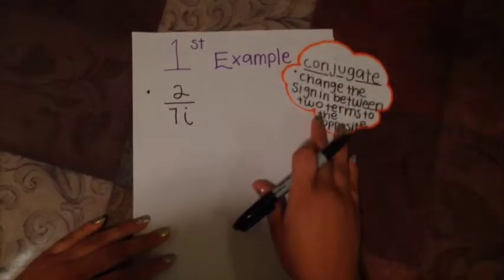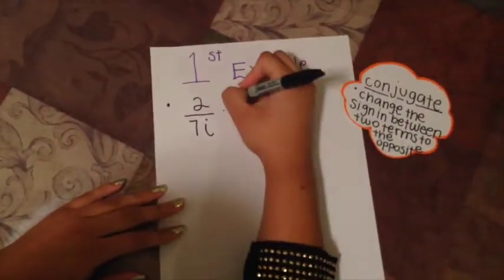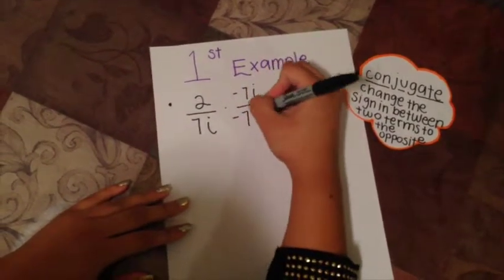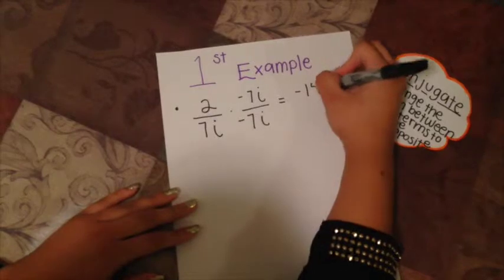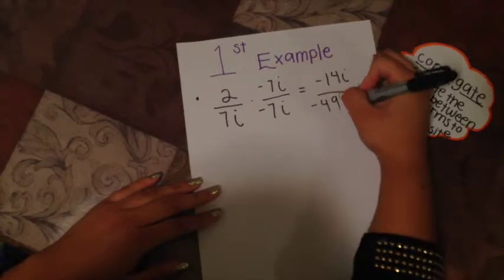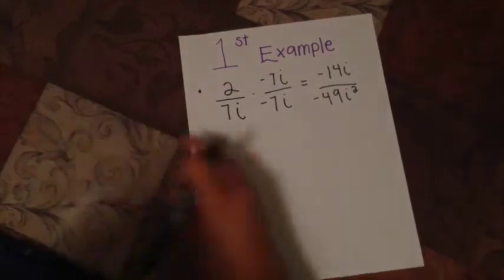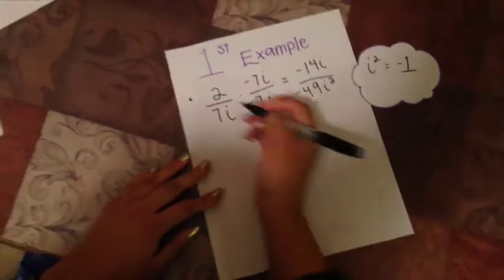The first example is 2 divided by 7i, and since i is in the bottom, the first thing we're going to have to do is multiply by the conjugate. So instead of positive 7i, we're going to multiply it by negative 7i over negative 7i. That's going to equal negative 14i as our numerator and negative 49i squared in our denominator. So as I said before, i squared equals -1.